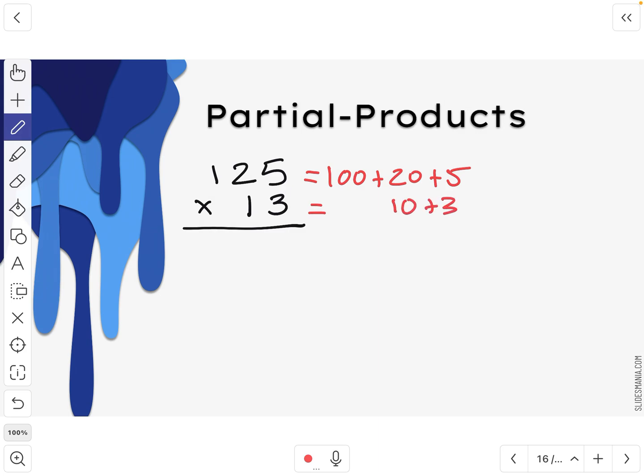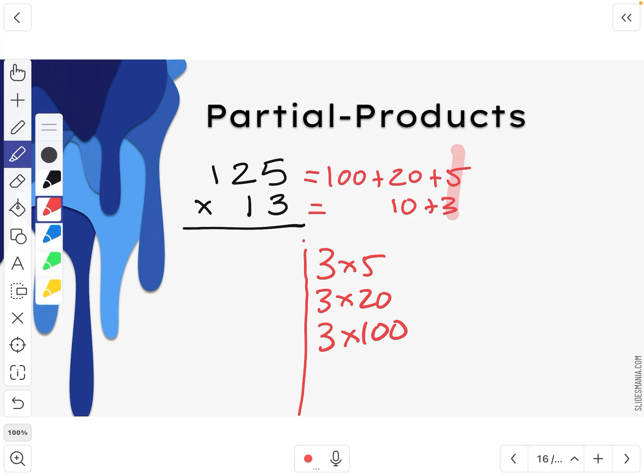So this is a step we didn't do yesterday. We didn't have expanded form on the bottom one. Well, we're going to have 6 partial products. And I'm just going to make a little line here. We're going to have 3 times 5, 3 times 20, 3 times 100. Right? So that takes care of that, that, and that.